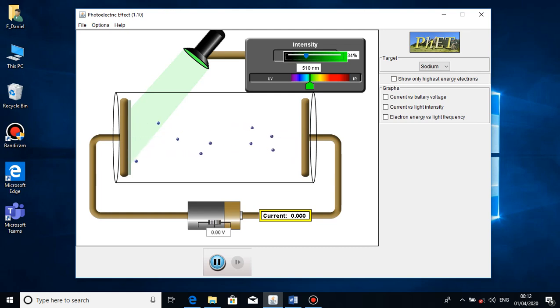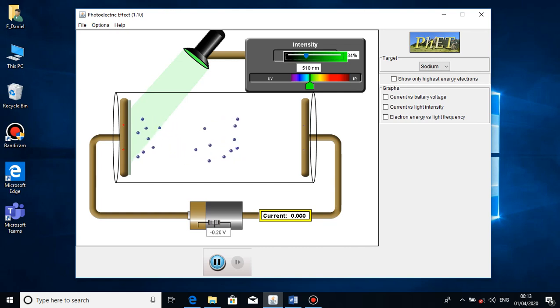Now, to test whether this is true or not, we will use this battery to apply a voltage between these two points, a potential difference in the negative direction. Let me put minus 0.2 volts. What is meant by minus 0.2 volts? Here, if you see, there is minus, and here you have plus.